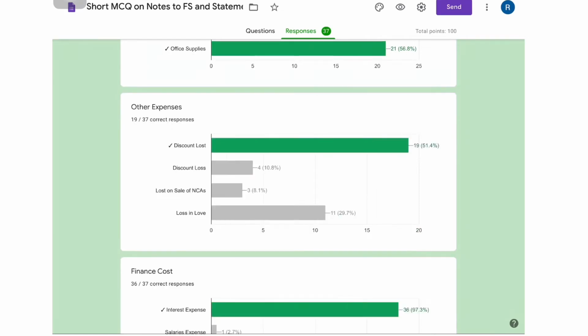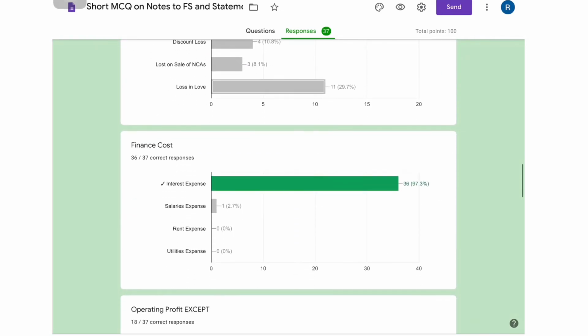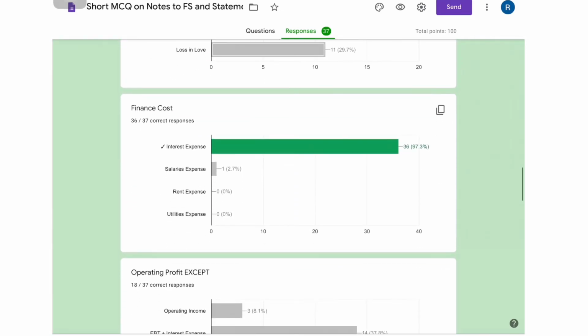And then for the next, other expenses, the answer here is discount lost, LOST, no? LOSS is incorrect because of the spelling. And then lost on sale, that could have been correct if it is spelled LOSS, no, on that one. Then lost in love, of course, that's not the answer. That's not even an account title. Finance cost, of course, that's interest expense, not salaries.